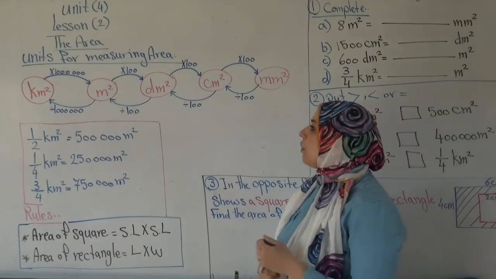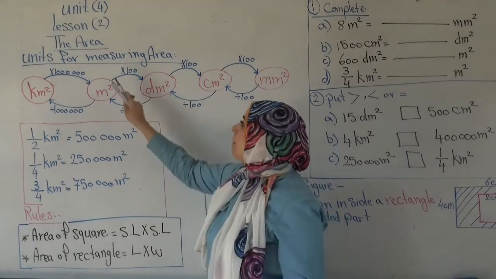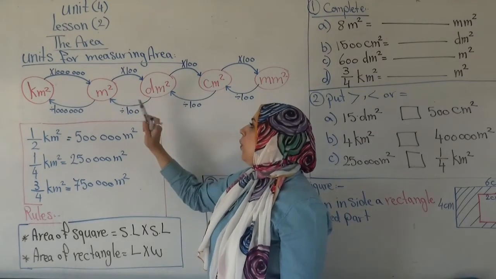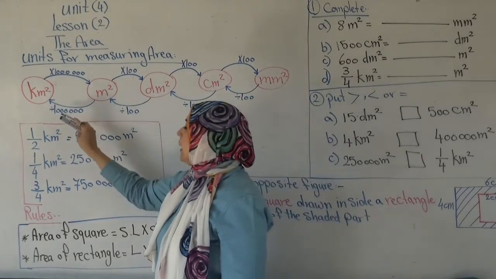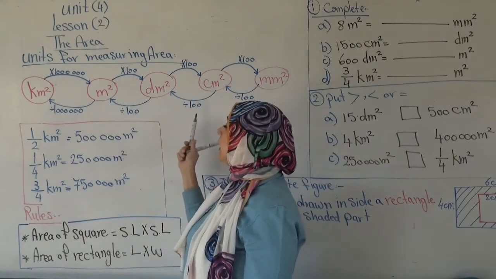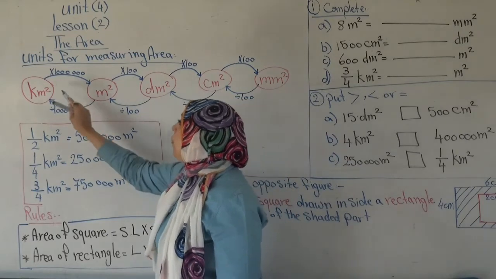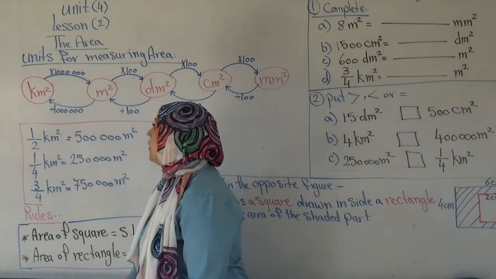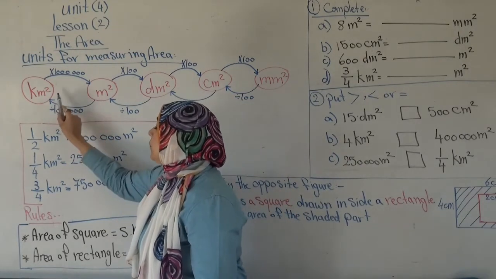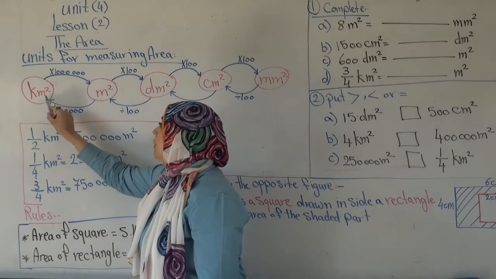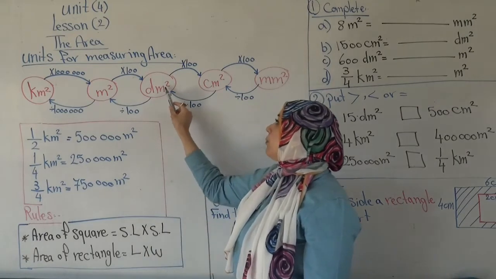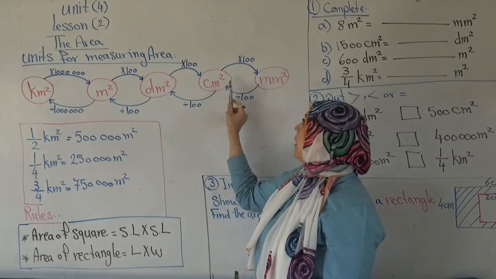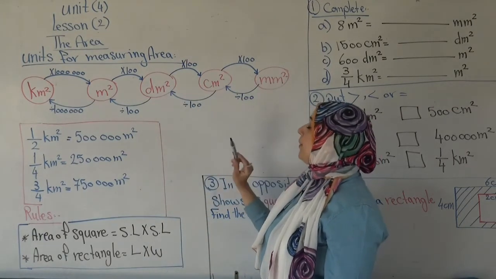Today we are going to talk about measuring area. What is the unit for measuring area? The unit for measuring area is like the unit for measuring length, but we must put square. This is the area. Units for measuring area: kilometer square, meter square, decimeter square, centimeter square, millimeter square.